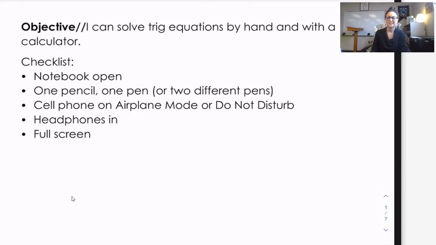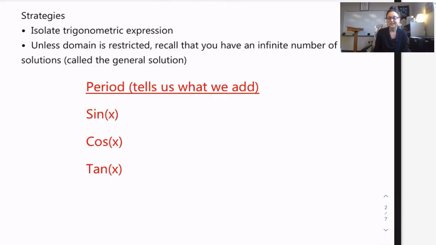Welcome back, Pre-Calc. Our objective for today is going to be to solve some more trig equations by hand and with the calculator. I'm going to force pause on your screen. You know what to do from here. All right, you don't need to write anything yet. I just want to kind of talk through the strategy.